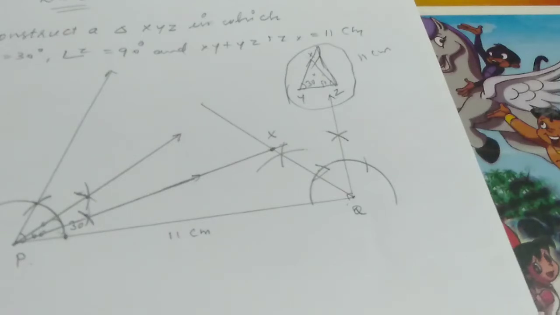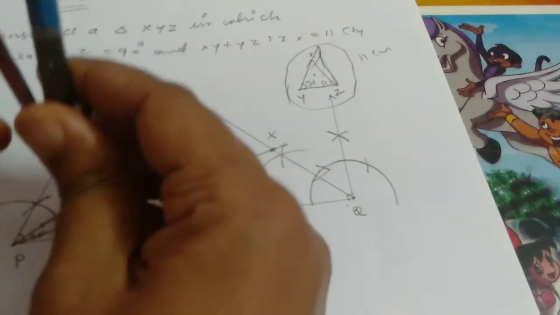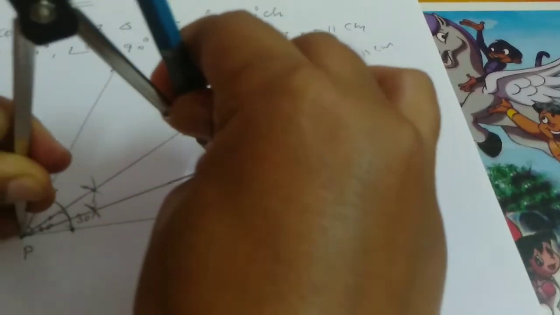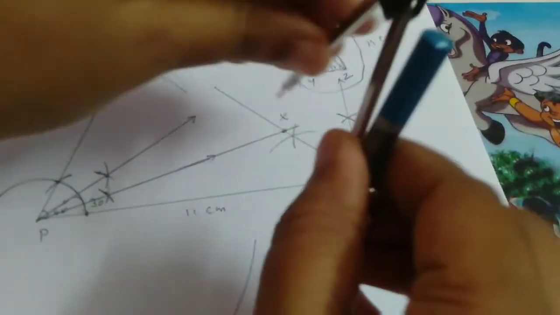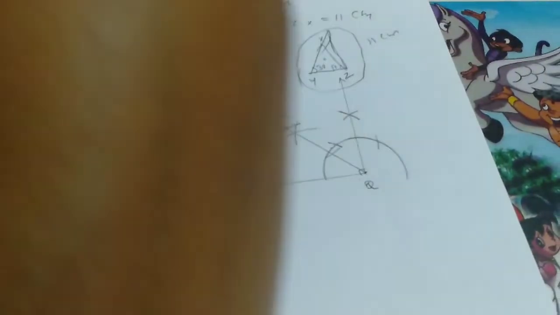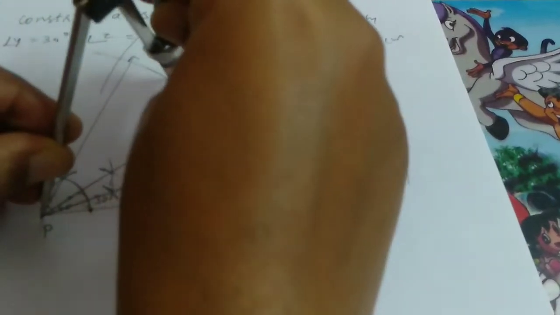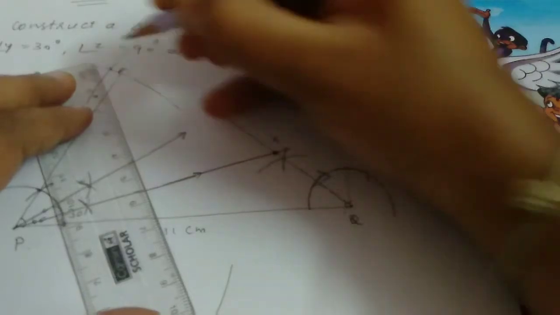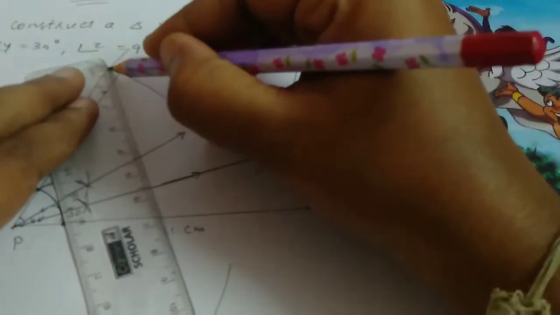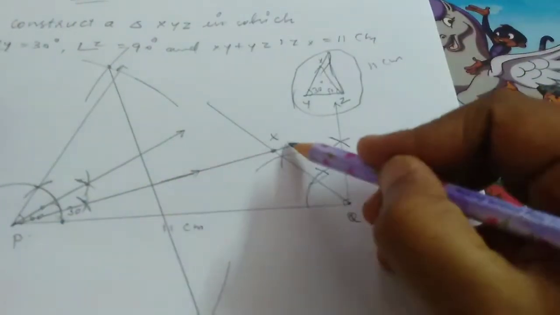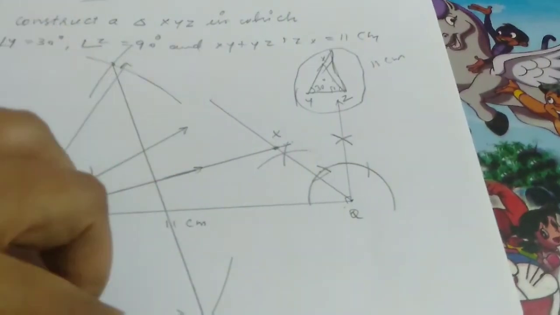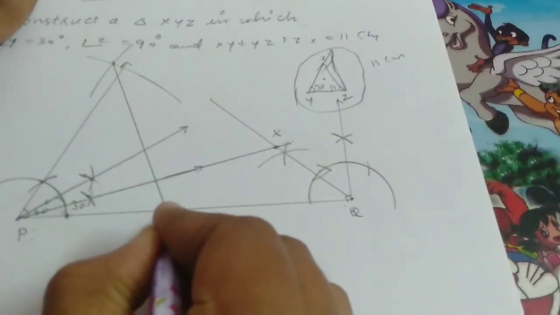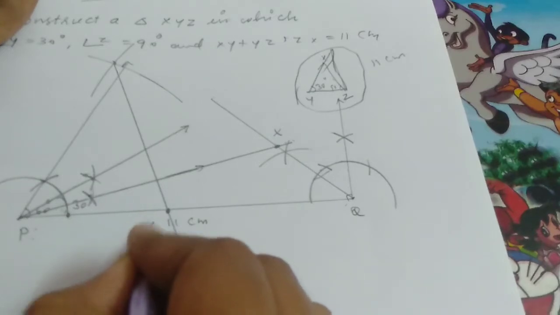In XP we are going to draw the perpendicular bisector of the line segment XP. How to draw? Take more than half, cut one arc like this. Then keep the compass at X on this side. Now join these two intersecting points, this point and this point, keeping the scale. So I bisected PX. This bisector touches PQ, and this is now named Y.